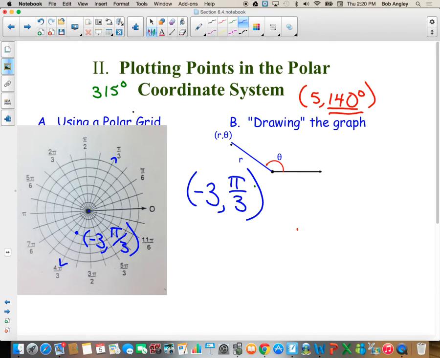So it's possible to have a negative R value as well as a positive R value. So you always go up and you do the theta, and then you go in the opposite direction to normal if you have a negative for the R. Okay? Would everybody graph this one? Would you graph negative 4 comma negative pi over 2?